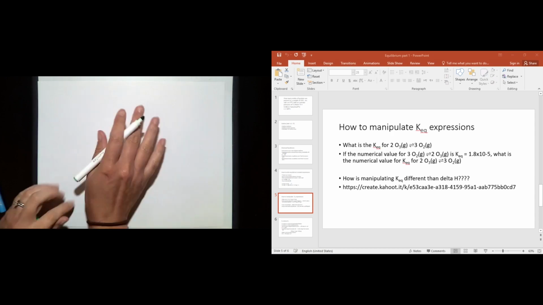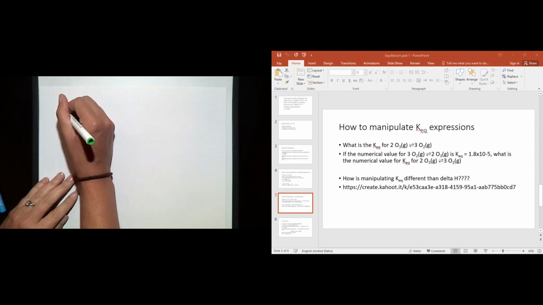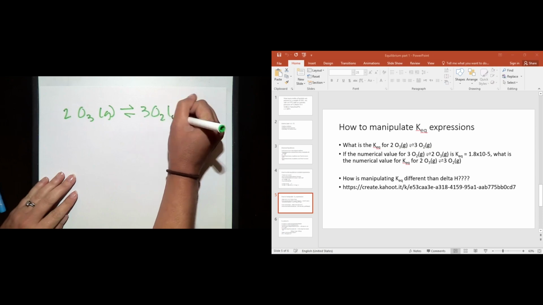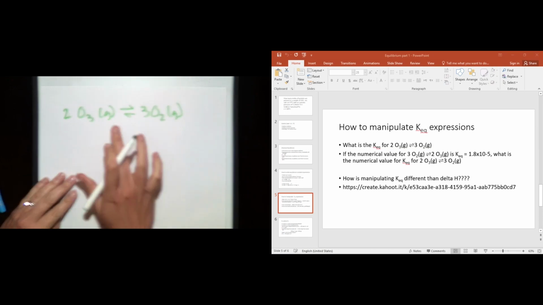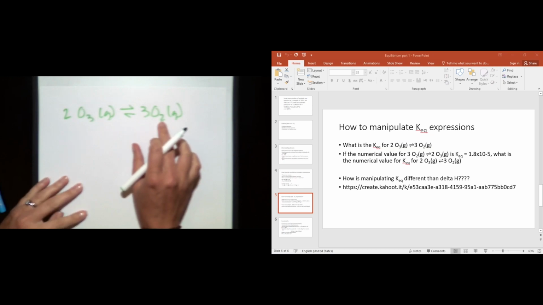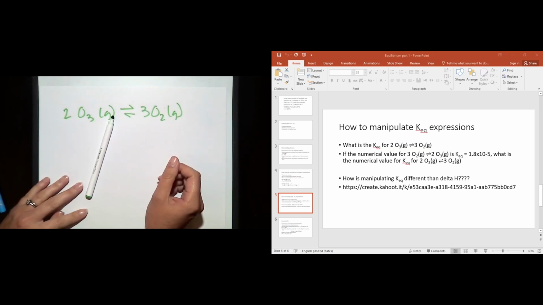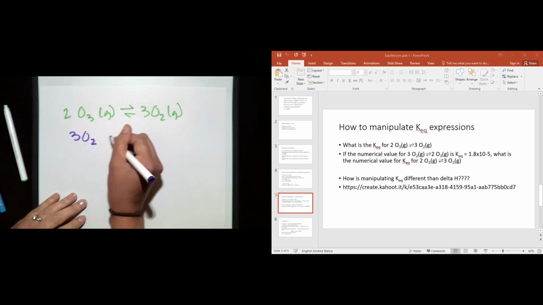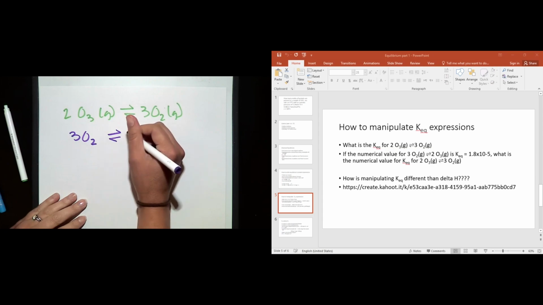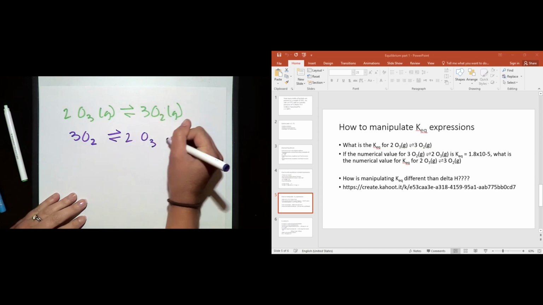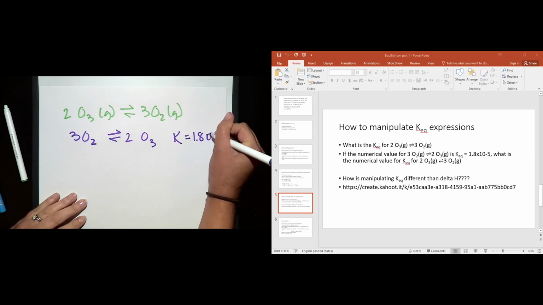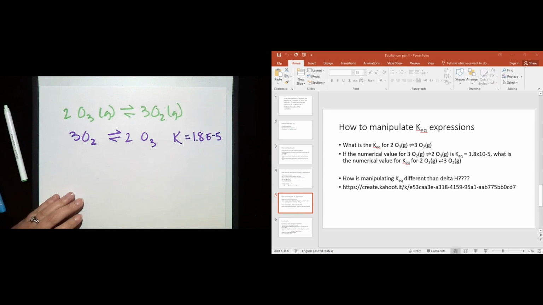So let's start with an example. I like this one a lot, I use this example a lot, going between ozone, which is O3, to dioxygen gas. What's the K for that? I don't know. Oh, wait, but I'm given more information. That looks like 30, but it's O for oxygen. What if the K for that is 1.8 times 10 to the minus 5? And these are unitless. They don't have any units.